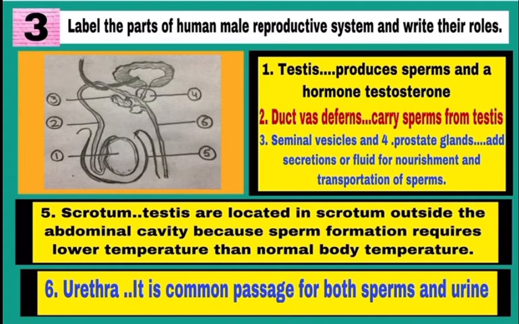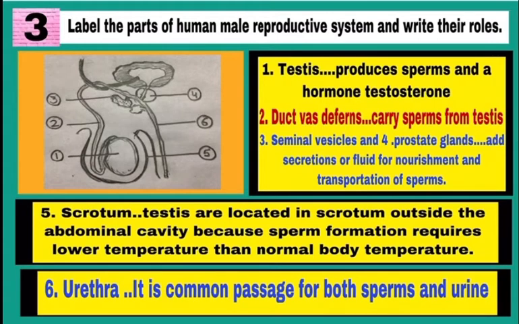See the diagram. It is the human male reproductive system. You have to label parts 1 to 6 and also write their roles. Number 1 labeling, see. It is testes. Testes produce sperms and also produce a hormone called testosterone. So, testes have a dual function: one to produce the male gamete, that is sperm, and second to produce the hormone called testosterone.